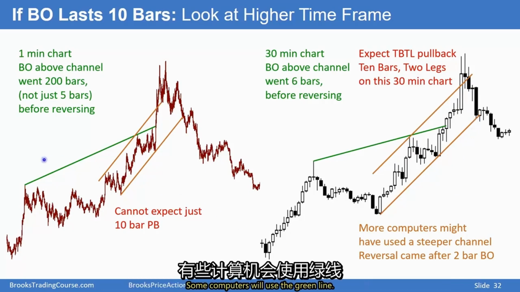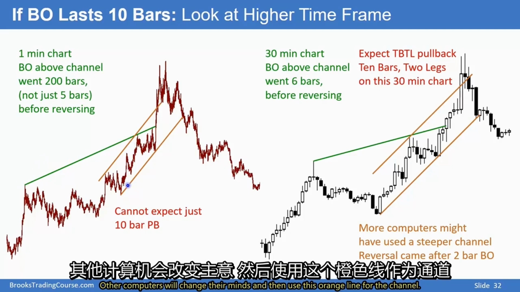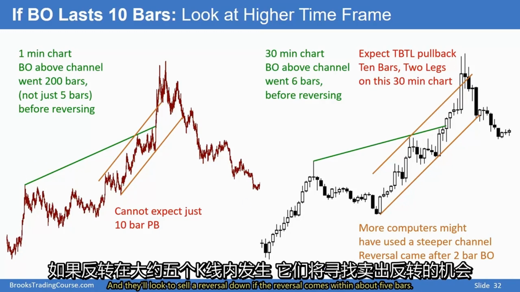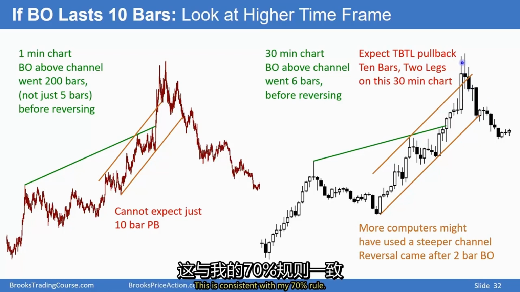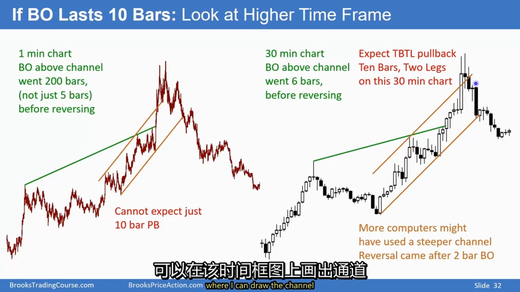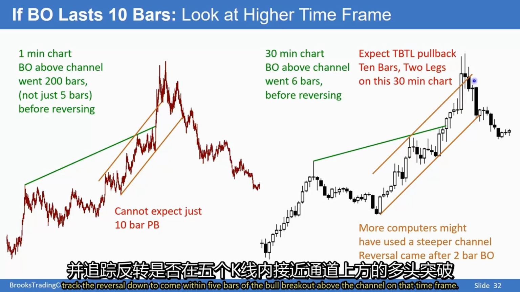Some computers will use the green line, other computers will change their minds and then use this orange line for the channel. And they'll look to sell a reversal down if the reversal comes within about 5 bars. This is consistent with my 70% rule. I look at the highest time frame chart where I can draw the channel, and I expect the reversal down to come within 5 bars of the bull breakout above the channel on that time frame.